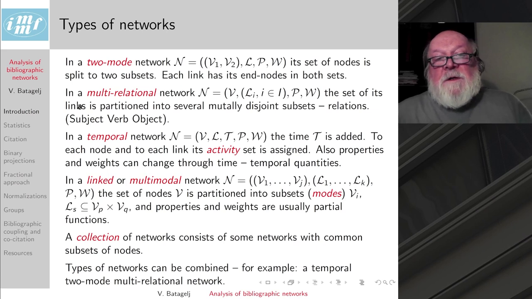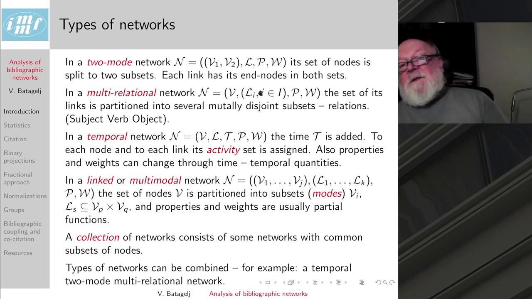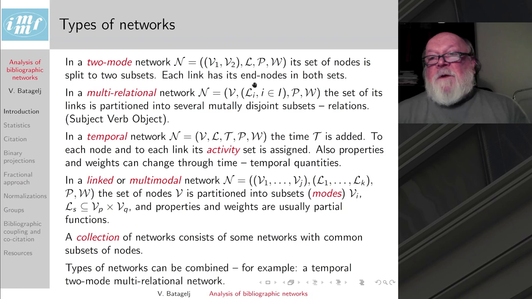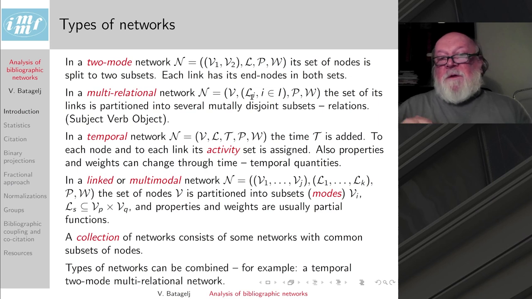The other type of network are so-called multi-relational networks. In a multi-relational network, the set of links is split into subsets, so it's partitioned, and each subset of links is then called a relation. For instance, if you have a group of people, they can communicate in different ways. For instance, one way of communication would be using email. The other one would be by phoning. The third one, meeting and speaking, and so on. And each of these modes of communication determines a corresponding relation.